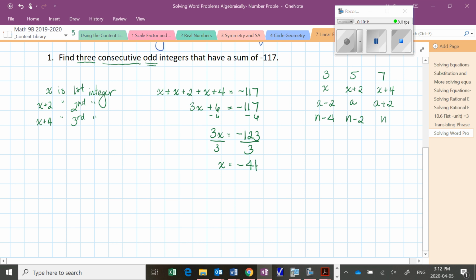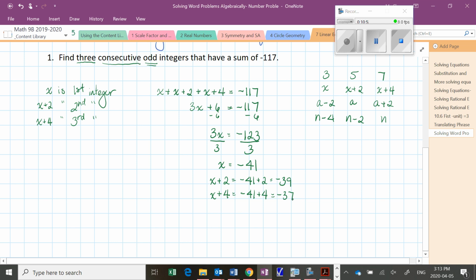So now that we've solved the equation, remember, going back into those steps, the next step we want to do is to find those other unknowns. And that's where it helps to go back to your labeling. Oh yeah, x was my first integer. In order to find my second integer, I needed to add 2 to that. So it's negative 41 plus 2, or negative 39. And then the third integer is x plus 4, or negative 41 plus 4, which is negative 37.